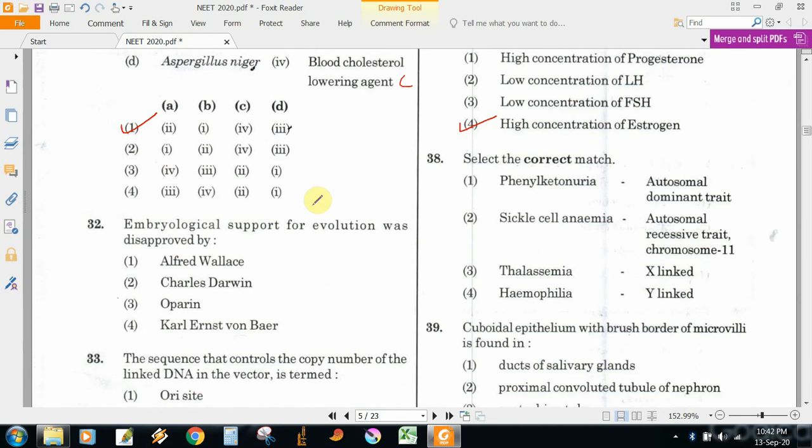Moving on, embryological support for evolution was disapproved by Alfred Wallace, Charles Darwin, Oparin, that is Alexander Oparin. Next is Karl Ernst von Baer. It is Karl Ernst von Baer.